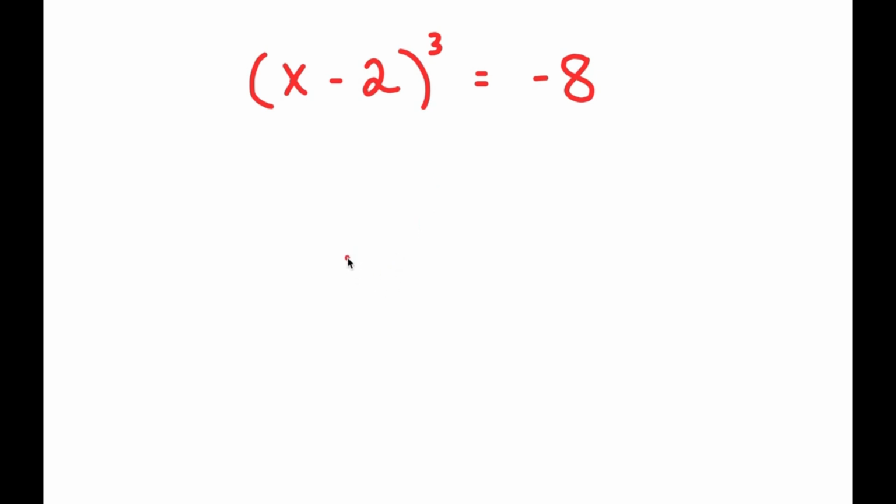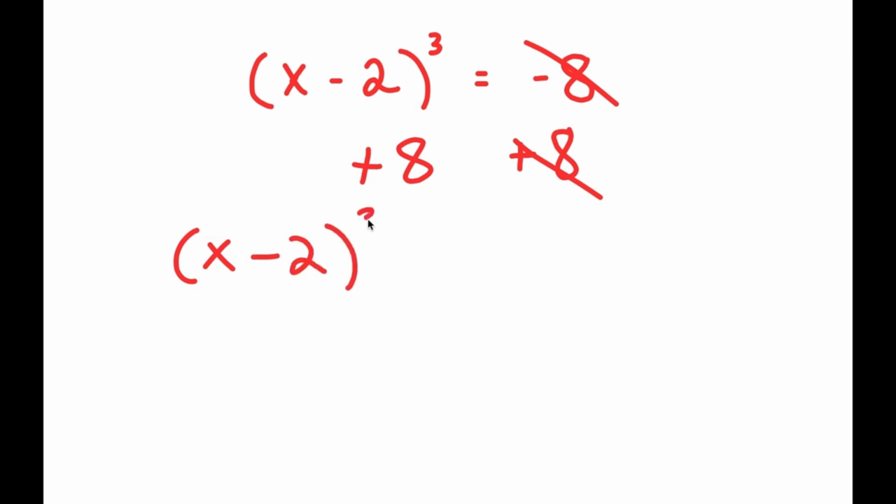Alright, so in this problem, I have (x - 2)^3 = -8. To solve this, I'm going to first start by adding 8 on both sides. Then these two cancel out, and I get (x - 2)^3 + 8 = 0.